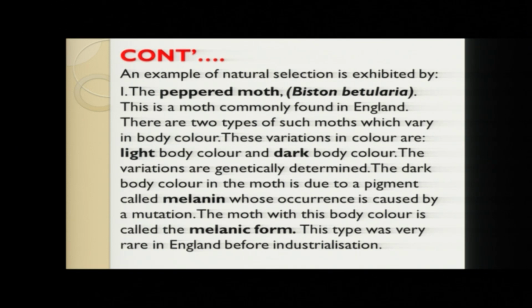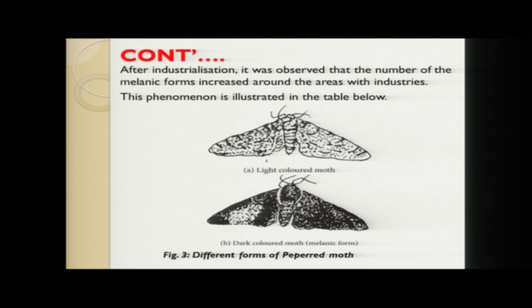The moth with this body color is called the melanic form, and this type was very rare in England before industrialization. But now there are very many, because after industrialization it was observed that the number of melanic forms increased. They have been selected naturally. They have developed beneficial variations or strong adaptations around the areas with the industries. This phenomenon is illustrated in the table below.